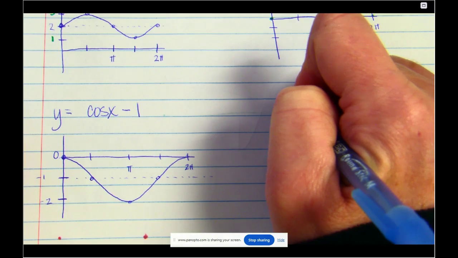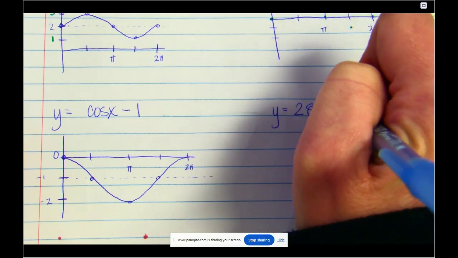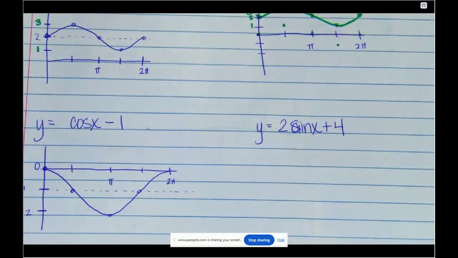Let's do, I like sine better. 2 sine x plus 4. Okay, now let me tell you why I feel like the dotted line way is the best way to do it.